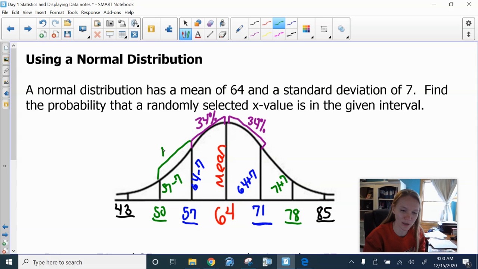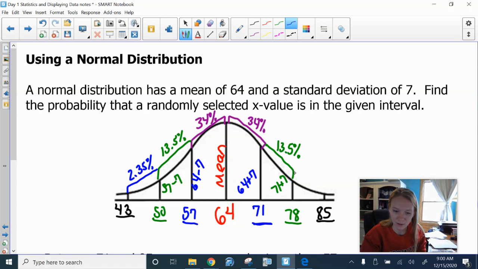From here to here is always going to be 13.5% and 13.5%. From here to here is always going to be 2.35%. Same thing here. It's equal, it's even, it's symmetrical around the curve. And then this last little bit that you kind of see trailing off, this is actually a teeny tiny, it'd be 0.15%. It kind of gets neglected.